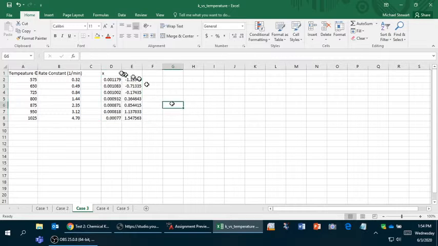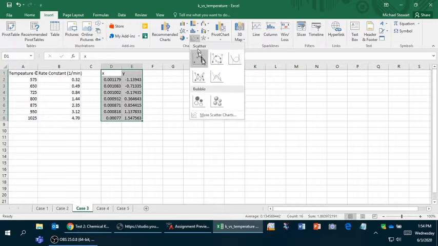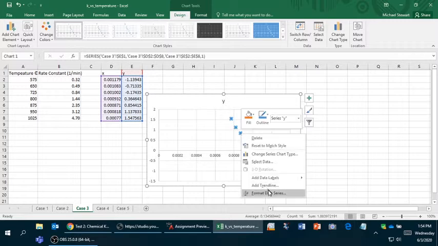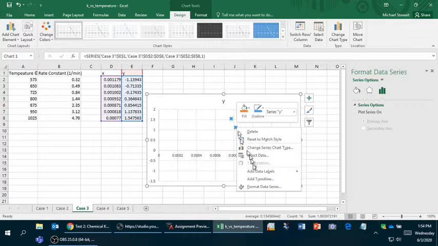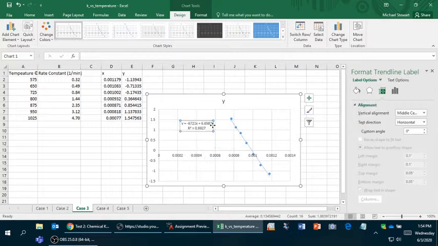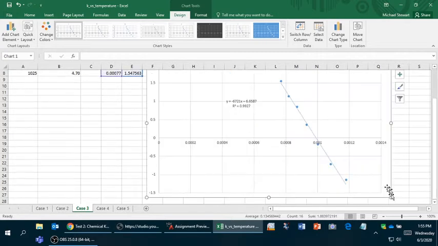So now we have our X and our Y, and we just need to make a plot. Again, we're going to do a scatter. We're going to add a trend line. Make this bigger. It's at least somewhat visible on your side.